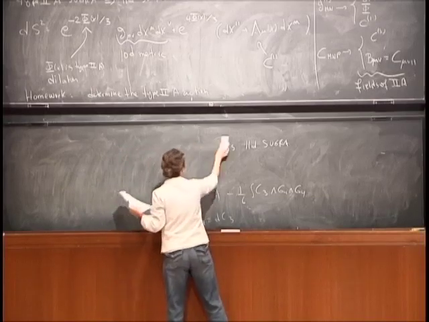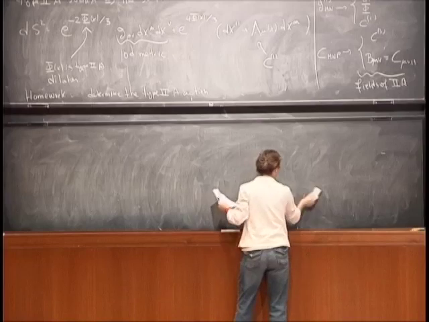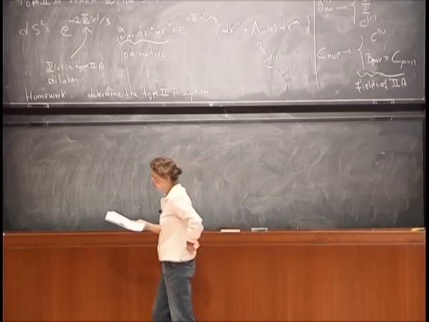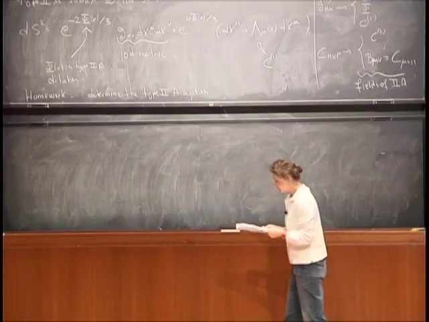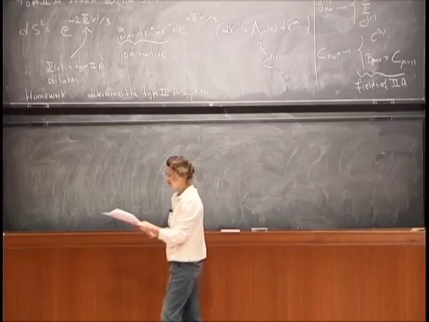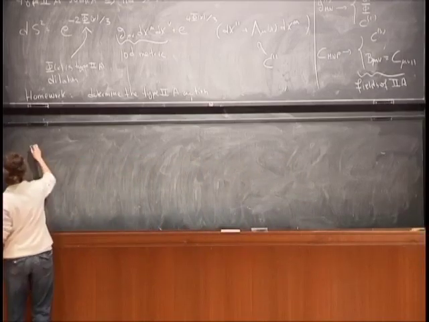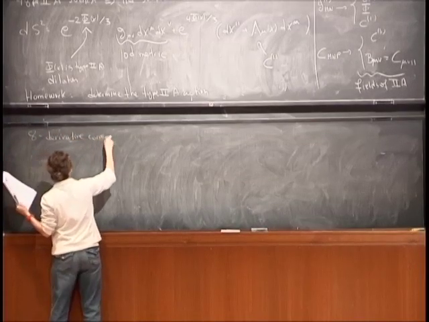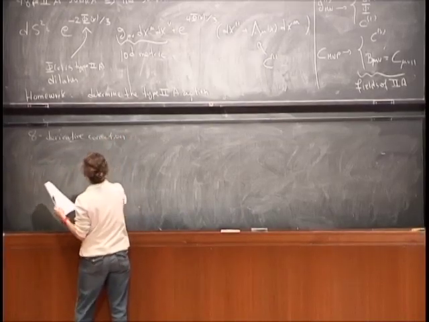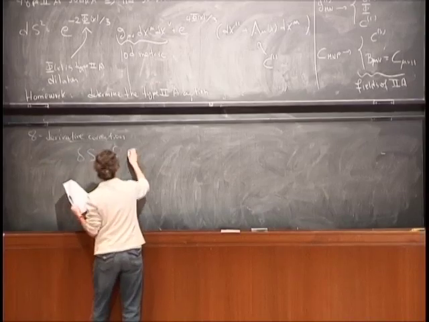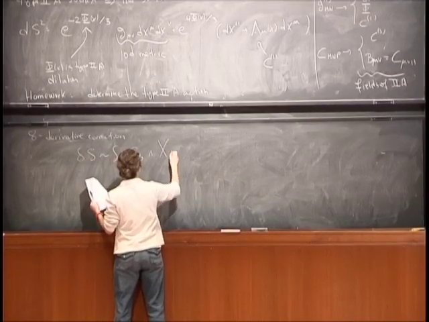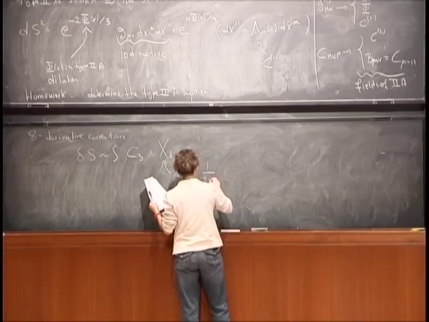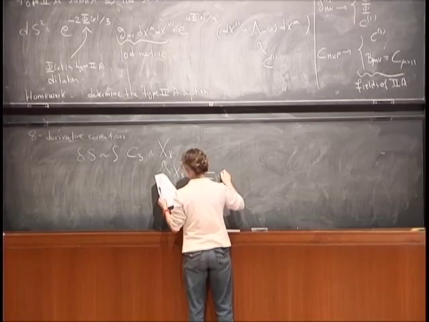Now, this is the 2-derivative action of 11-dimensional supergravity. In addition to this, there's an 8-derivative term that we will meet again a bit later during this lecture when we discuss flux backgrounds. So, an 8-derivative correction to 11-dimensional supergravity, which is proportional to C3 wedge X8, where X8 is constructed from the curvature tensor in the following way.